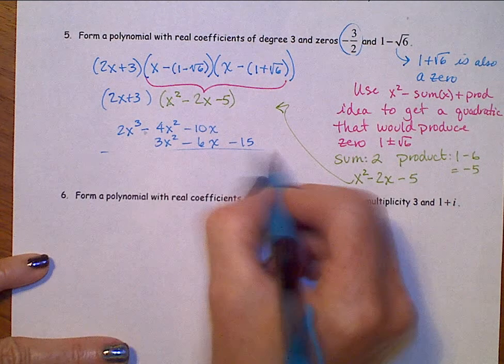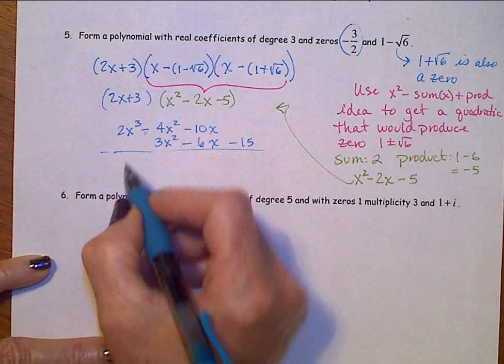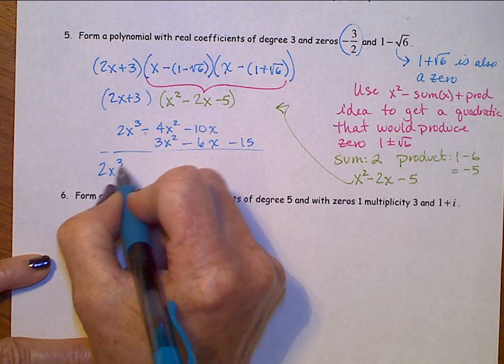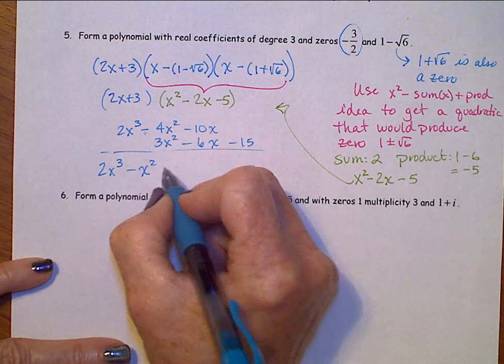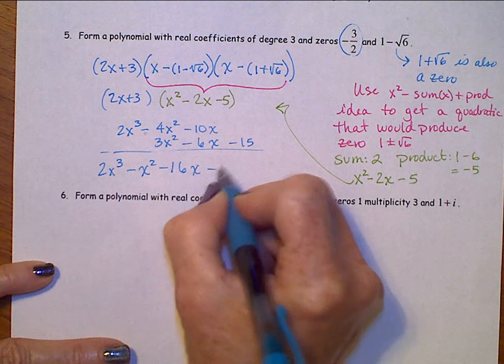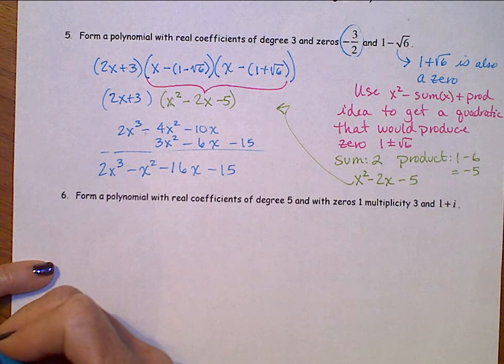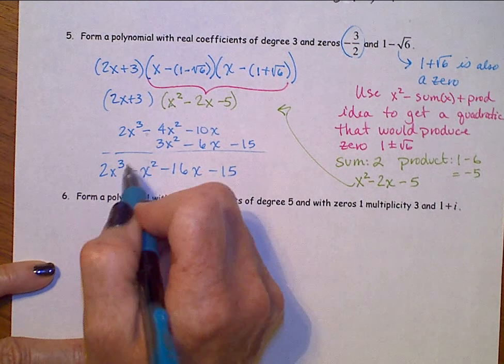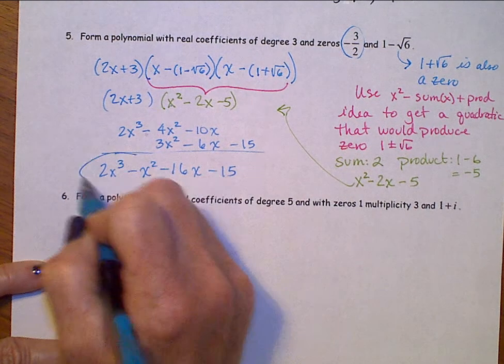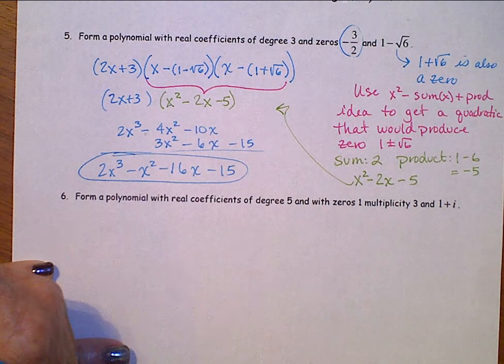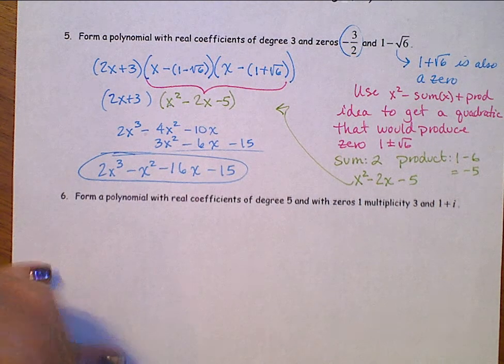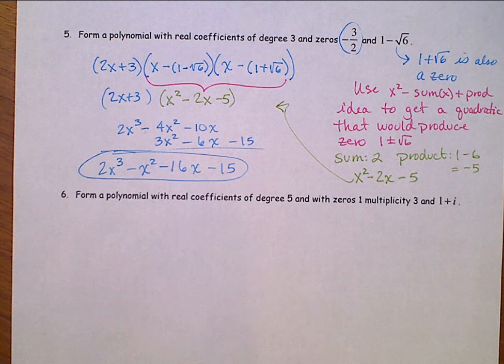Now when we add those up, our polynomial is 2x cubed minus x squared minus 16x minus 15. There it is. There's your polynomial right here. That has zeros of negative 3 halves and 1 plus or minus the square root of 6.